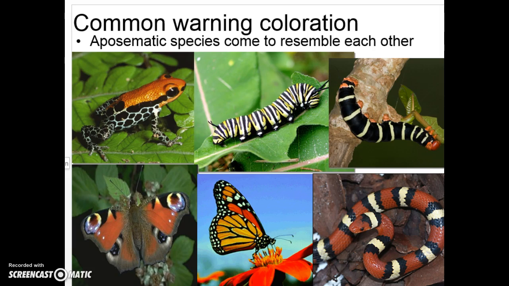So, common warning coloration: aposematic species come to resemble each other through convergent evolution. So you can see how these are all species that are unpalatable, poisonous in many cases. So predators want to stay away from them. And so that's considered aposematic coloration. And you can see how the colors are very similar. And I think it's just interesting that predators come to notice that these brightly colored reds and yellows are associated with something that's unpalatable or even dangerous to them.